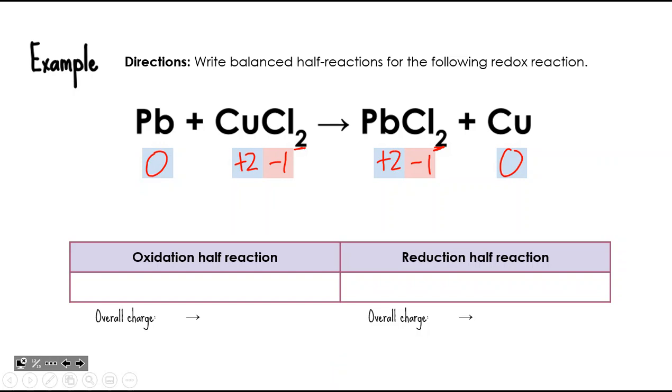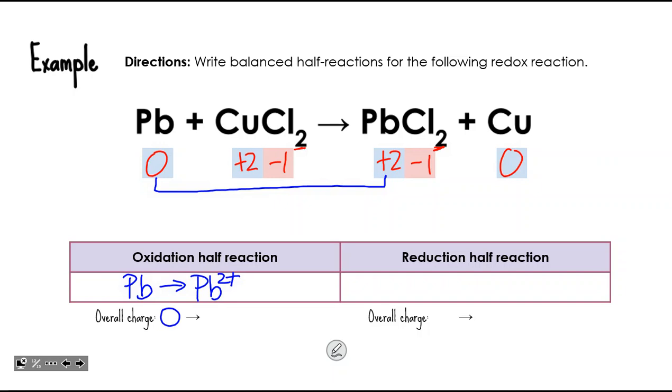But we look at our lead, starts at 0, goes to +2. Is lead being oxidized or reduced? Oxidized. So we're going to write out the half reaction here. We have Pb going to Pb2+, like so. Now, over here on this side, the charge is 0, and we know that it's being oxidized, so that means the lead's giving away electrons.